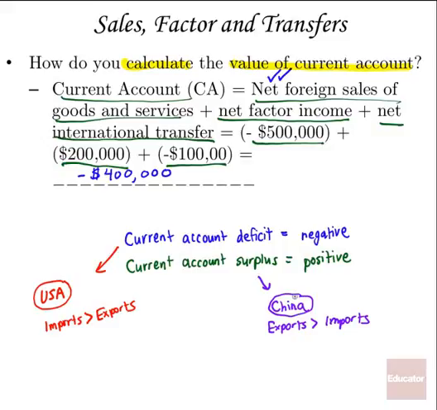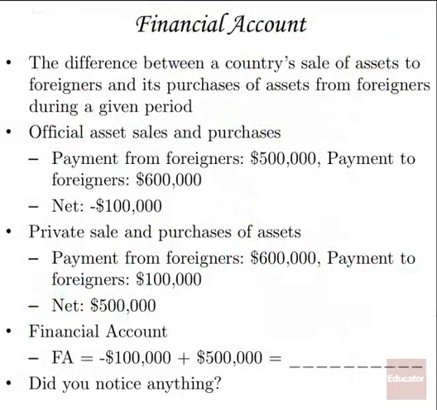But again, as a general rule of thumb, if a country exports a lot more than it imports, then you have a current account surplus, like in China. If you have a country that imports more than it exports, then you're going to have a current account deficit, like in the United States. All right, let's go ahead and take a look at the financial account, and hopefully we're going to be able to tie together how these two accounts actually link together.